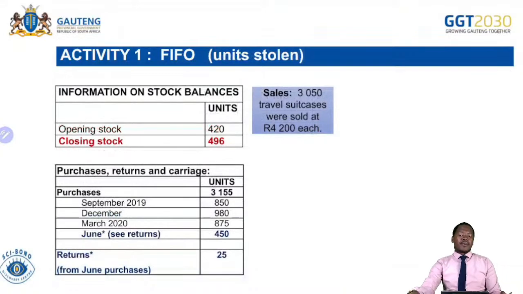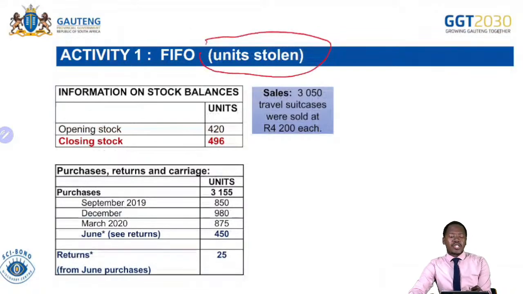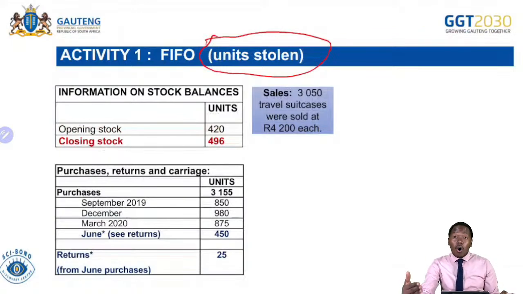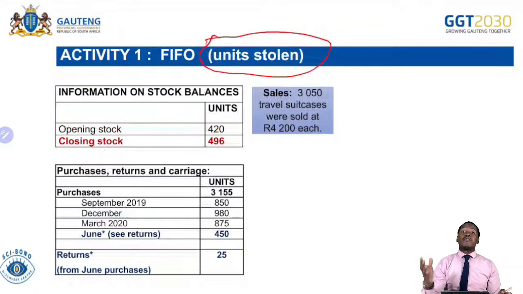Right. Now, grade 12s, we have passed that stage. We are now moving to our other crucial step. How do we calculate units stolen, units missing? We are now recapping on that skill. How do I calculate units stolen or units missing? Because we've been seeing in previous question papers, grade 12s, we've always been asked to calculate missing units or stolen units.